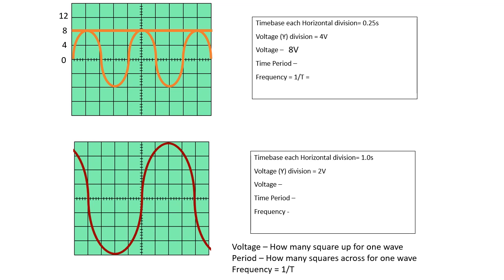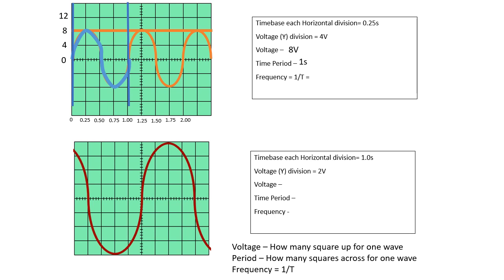The time period is a little bit more difficult because what I need to do is to measure how long it takes for one wave to be created. So I know that the time base is 0.25, which means that every square is worth 0.25 seconds. So now I can mark off how long one wave is, and I'm interested in looking from the start of that wave to the end of that wave. How long does it take for that wave to be created? Well, it looks like it takes 1 second. So I can fill in my time period as 1 second.